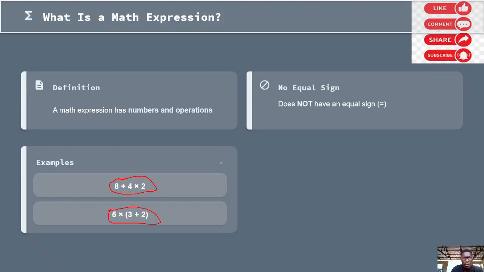Expressions do not have equal signs. So we have to take note of that. This is very important. You see, we can calculate expressions, but the expression itself only shows the problem, but it doesn't show the answer. So that is the expression. So when we say expression, we can calculate, all right, but the expression itself doesn't show the answer or the result. It only shows us this form of question without equal to sign.